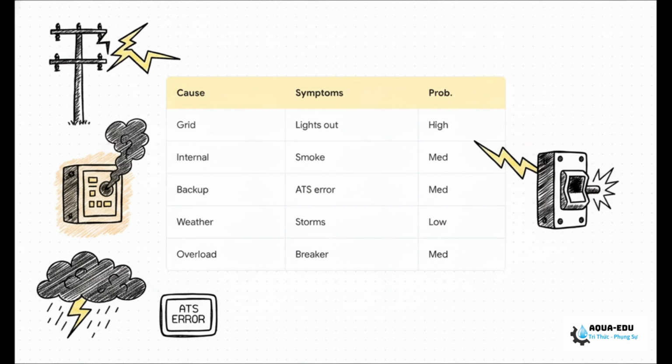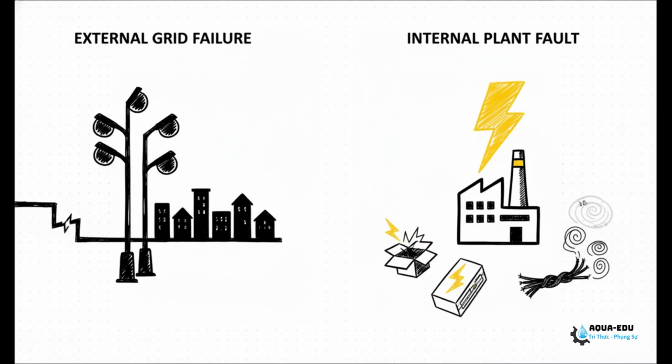Let's break these down. So the highest probability is usually an external grid failure. You can typically spot this right away if the streetlights outside the plant and the whole neighboring block go dark all at once. On the flip side, if the neighbors have power but we don't, we're definitely looking at an internal plant fault. This could be a blown breaker, a short circuit in the motor control center, or some burnt wiring. You'll want to check for smoke or an acrid burning smell right near the main switchboard.